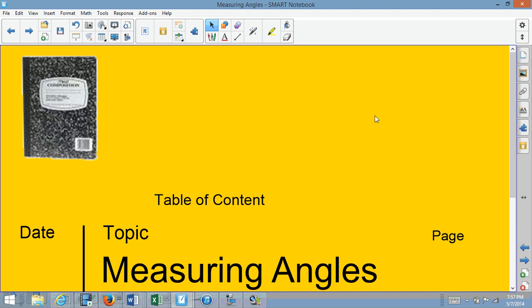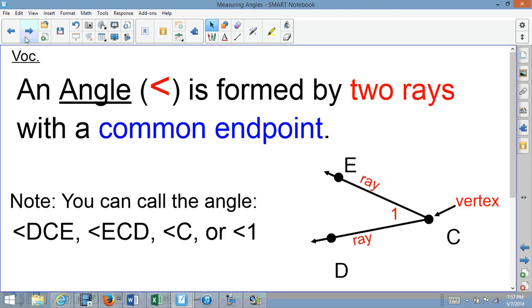This time we're talking about measuring angles. An angle, and this is the symbol for angle, is formed by two rays with a common endpoint.